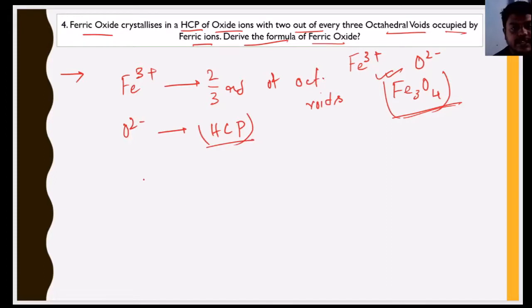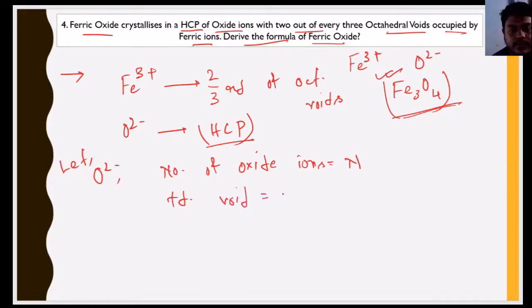Now let us do something like this. If you have the hexagonal close packing arrangement, let the number of oxide ions, suppose, be N, capital N. So the number of TD voids should be 2n, and the number of octahedral voids should be n.